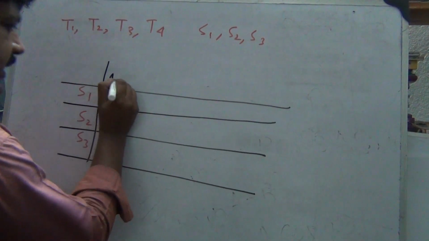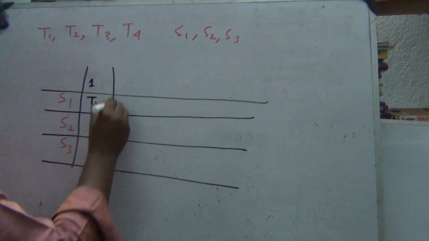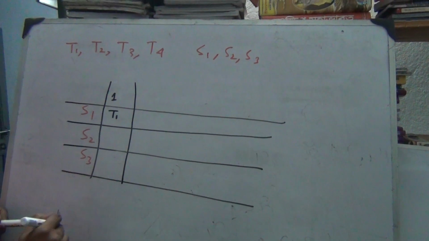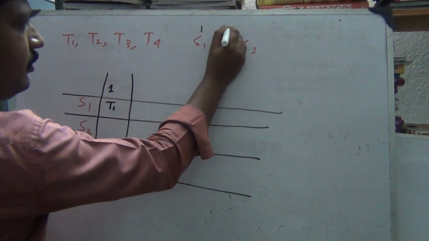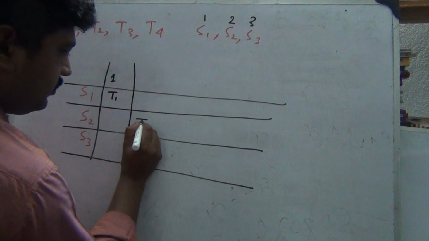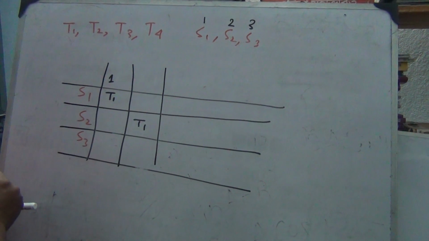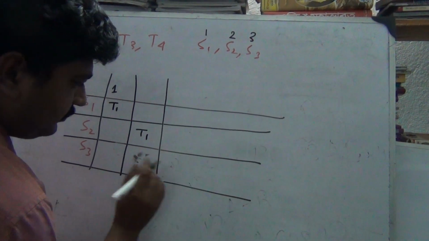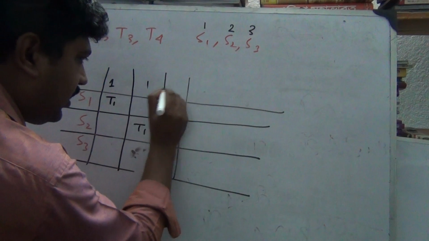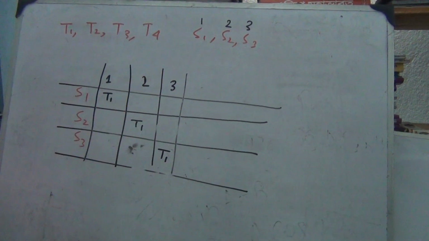For clock cycle 1, who will come? T1. For clock cycle 2, for the next segment, T1 will go, and when will T1 complete? It will complete in the third clock cycle, 1, 2, 3, third clock cycle, that is T1.